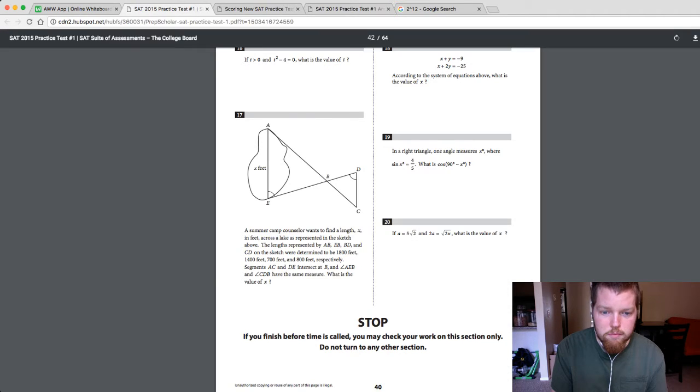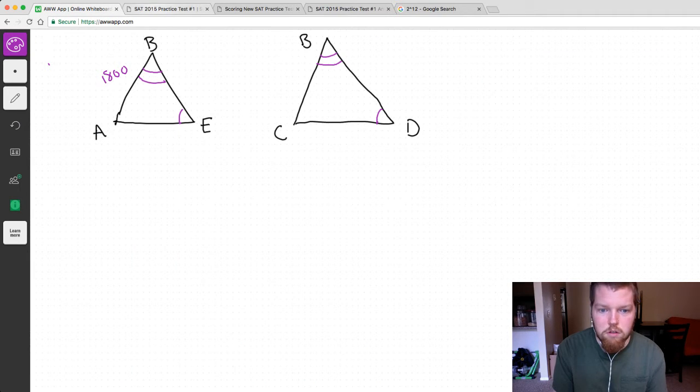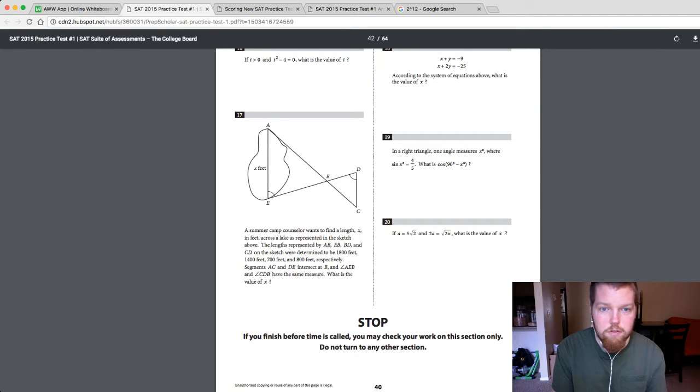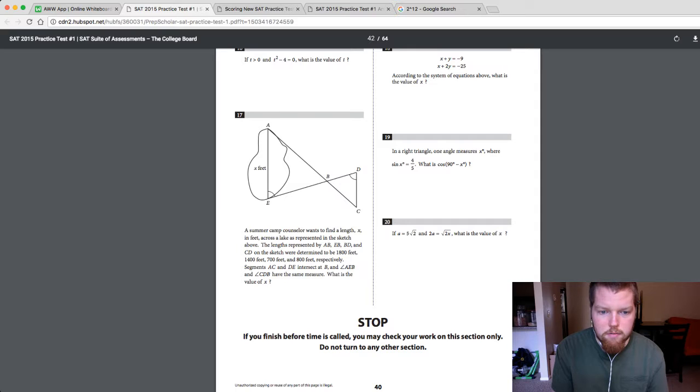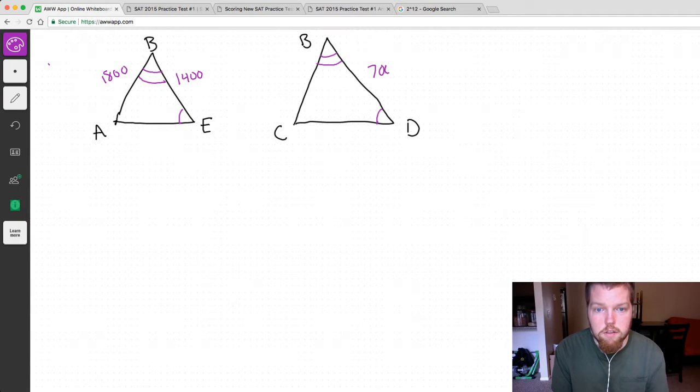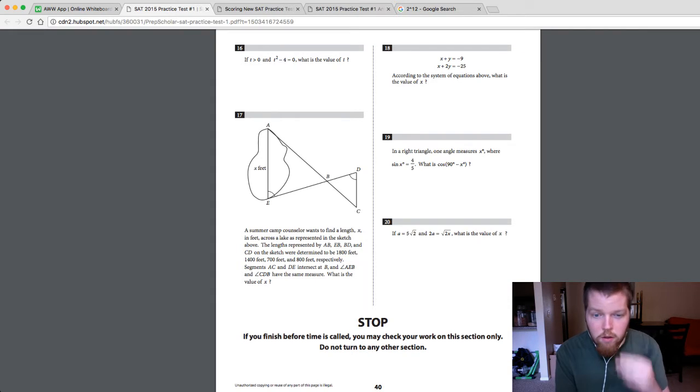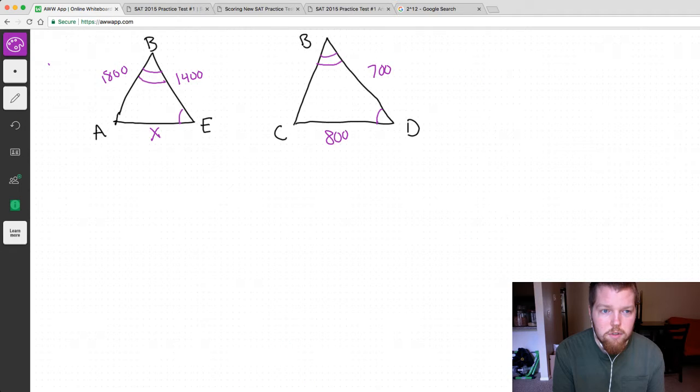And now let's put in our lengths. So AB is 1,800 feet. EB is 1,400 feet. BD is 700 feet, and CD is 800. And where is X? That's AE. So this is X here. Let's make sure we have all of our information correct. AB is 1,800, EB 1,400. AB, EB. Good.